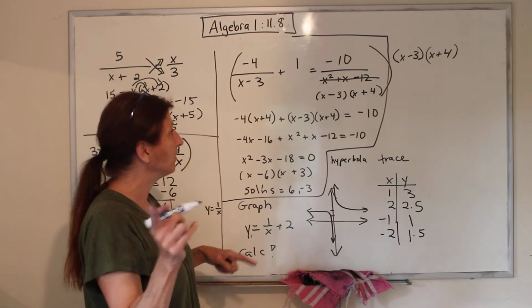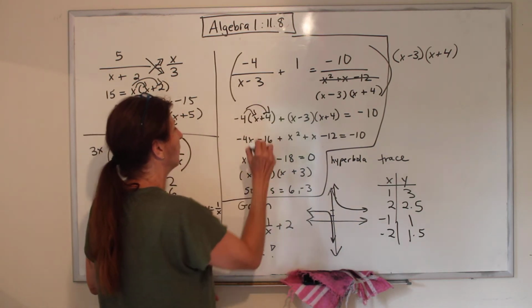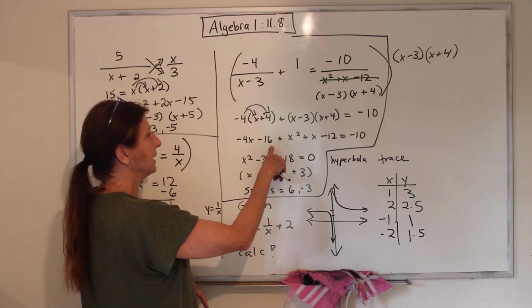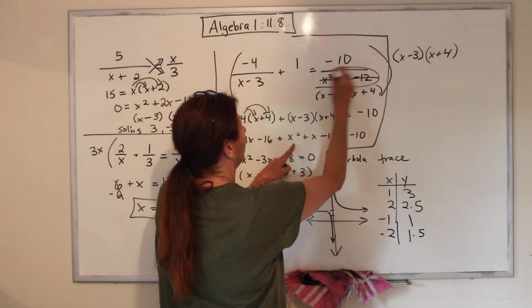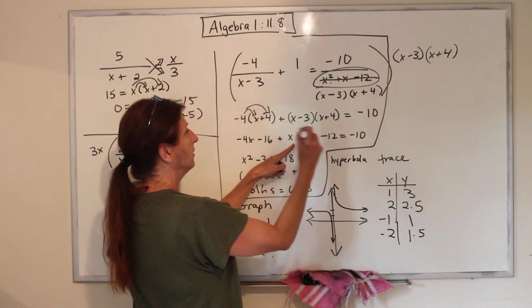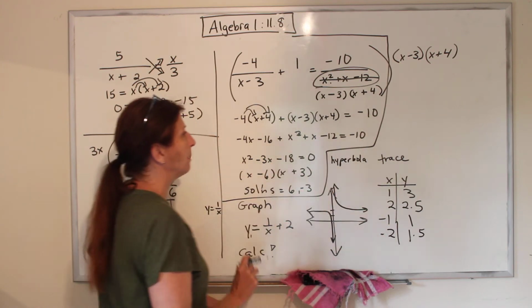Now, is that any better? Yes, it is. Because now I can do the distributive property here and get negative 4x and minus 16. I can multiply this back out to this and put it down here. I don't have to multiply it because I know what it is. And there's my minus 10.